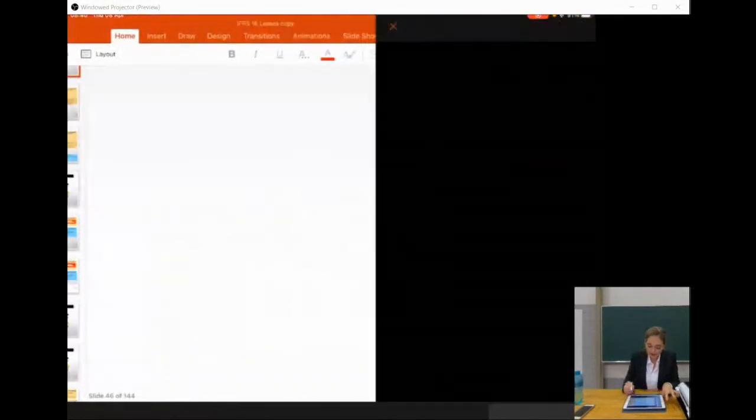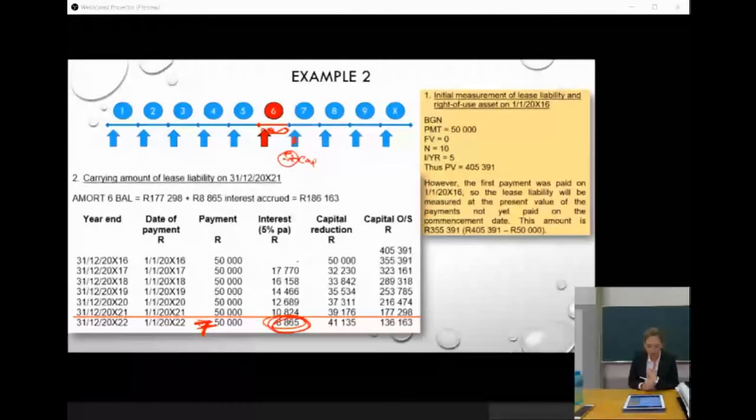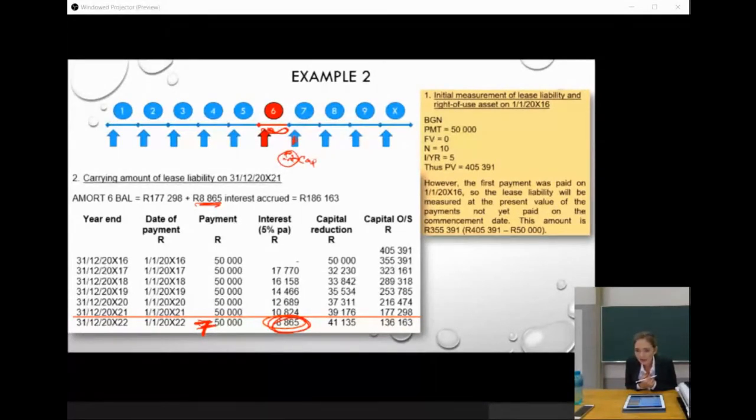Let's discard and do it again. So this payment over here has an interest portion and it has a capital portion. But that interest portion is the interest for this period. So that's why we have to add payment 7's interest to our lease liability. Okay. Hopelang, did I answer your question? I hope so.